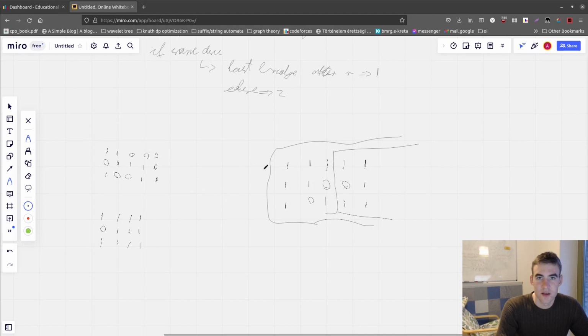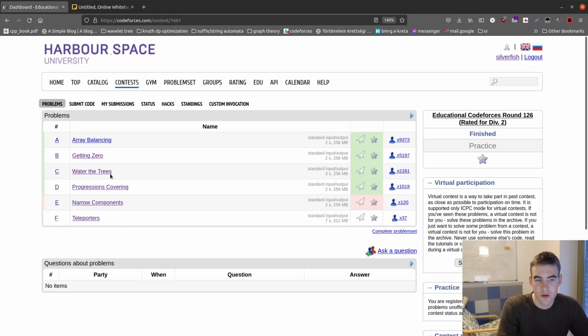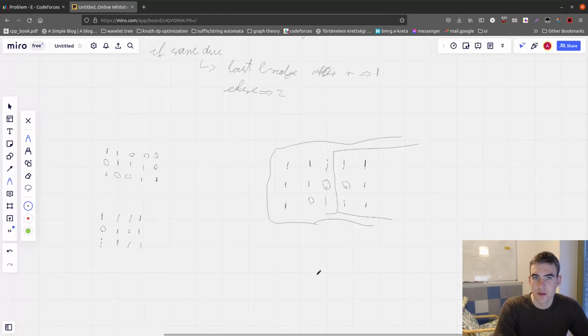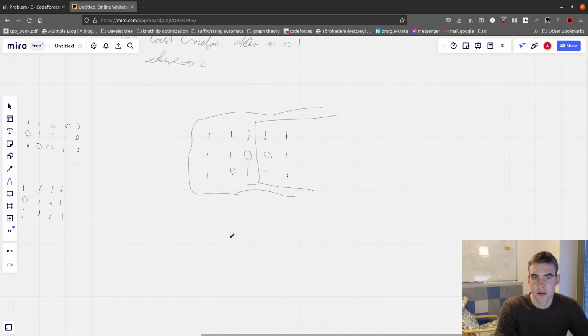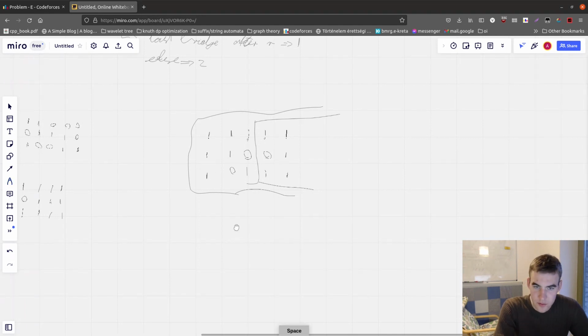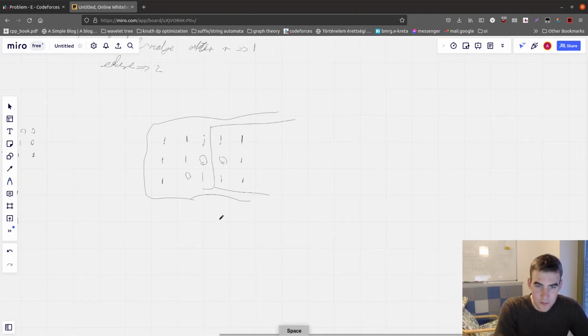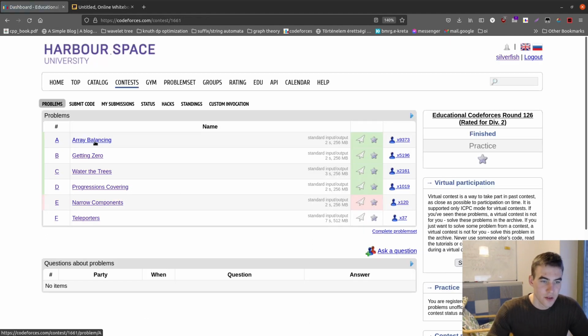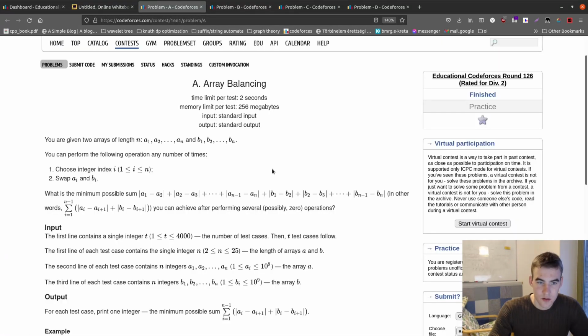I've just spent like 30 minutes debugging my code for E, and I finally found the case where my solution is incorrect, and it's not a bug in the code, it's actually the whole solution is incorrect for one case. So I'll leave that and I'll solve that later. For now, I'll explain problems A through D, and I'll try to do this as quickly as I can.